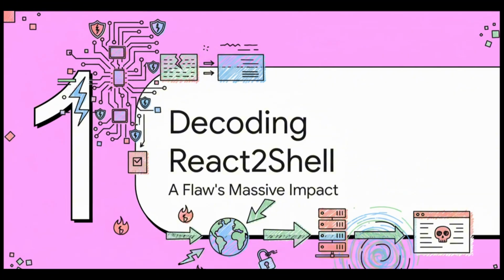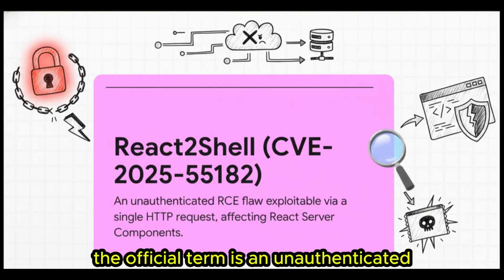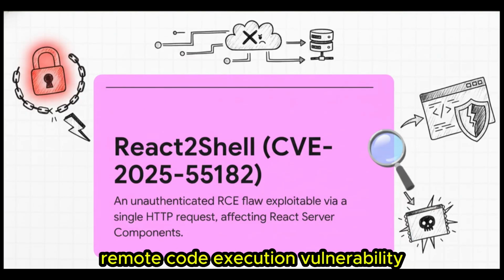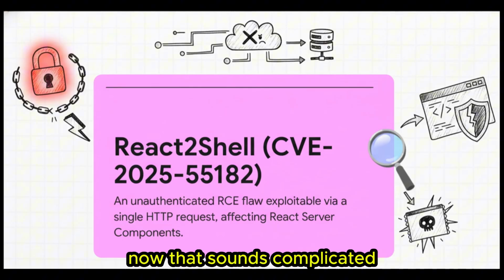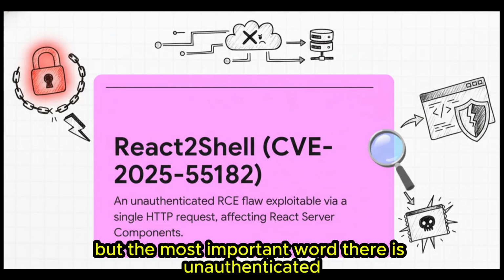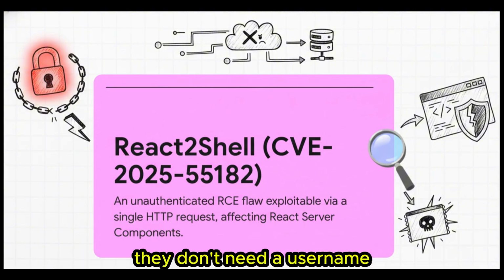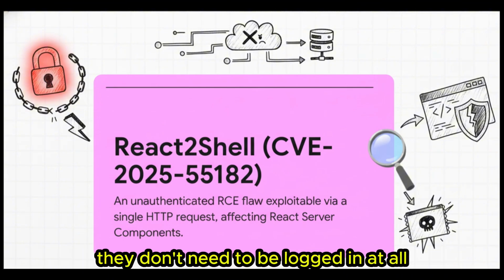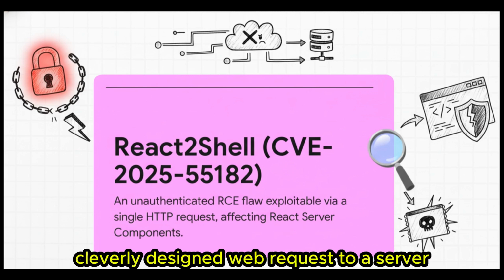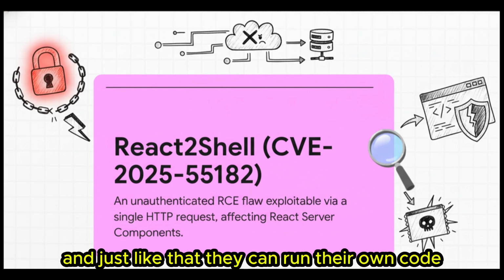Okay, so the official term is an unauthenticated remote code execution vulnerability. Now that sounds complicated, but the most important word there is unauthenticated. It means an attacker doesn't need a password, they don't need a username, they don't need to be logged in at all. All they have to do is send one cleverly designed web request to a server, and just like that, they can run their own code.